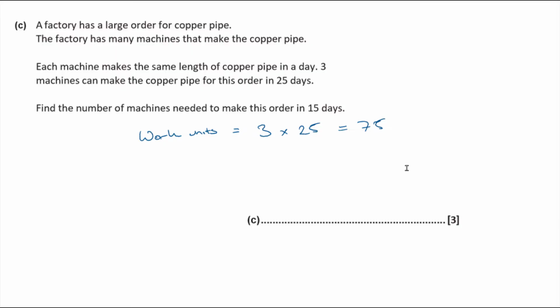It doesn't really matter. So if I then want to work out how many machines it's going to take to do that same amount of work in 15 days, then the number of machines is going to be the number of work units they need to do, which is 75, divided by the number of days you want to do it over, and that should tell me how many machines you need. So 75 divided by 15, that comes to 5. So that's 5 machines then, isn't it? So 5 machines.